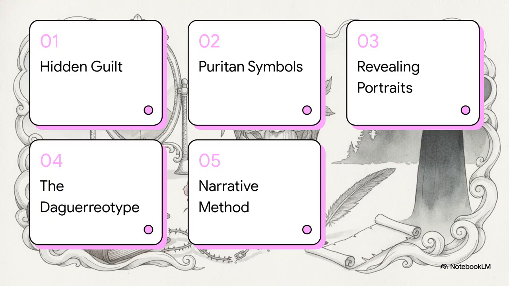Okay, let's dive into this. Here is our roadmap for today's explainer. 1. Hidden guilt, surface identity. 2. Symbols of Puritan identity. 3. Portraits revealing inner truth. 4. The daguerreotypes' unflinching gaze. And finally, 5. The photographic narrative method.